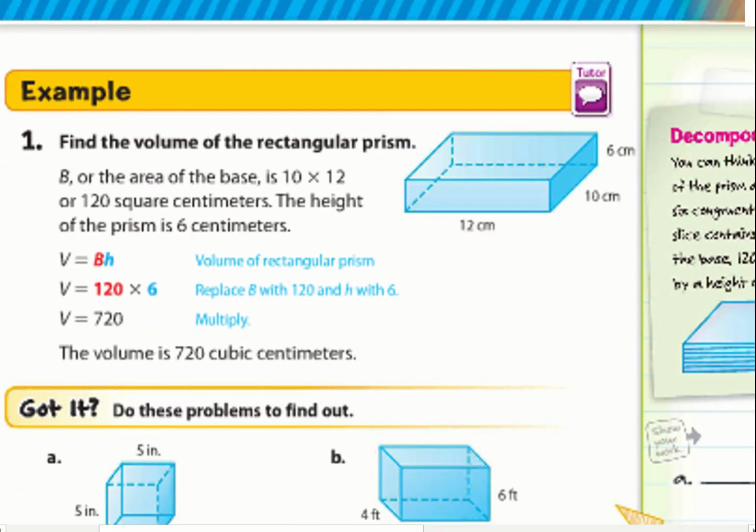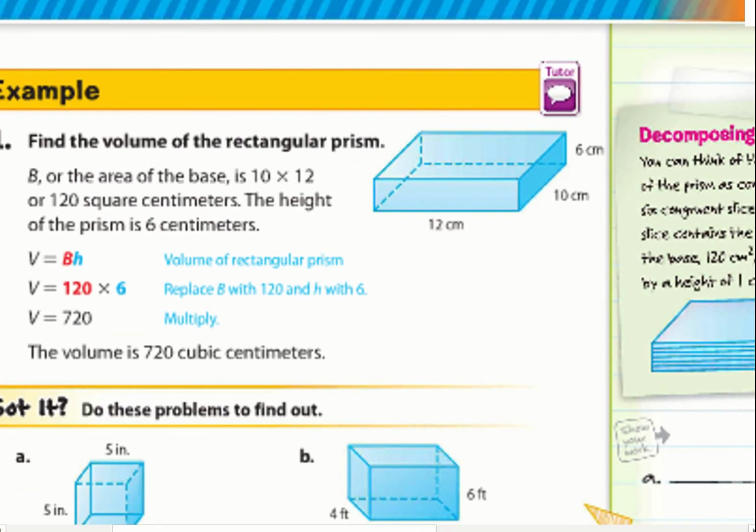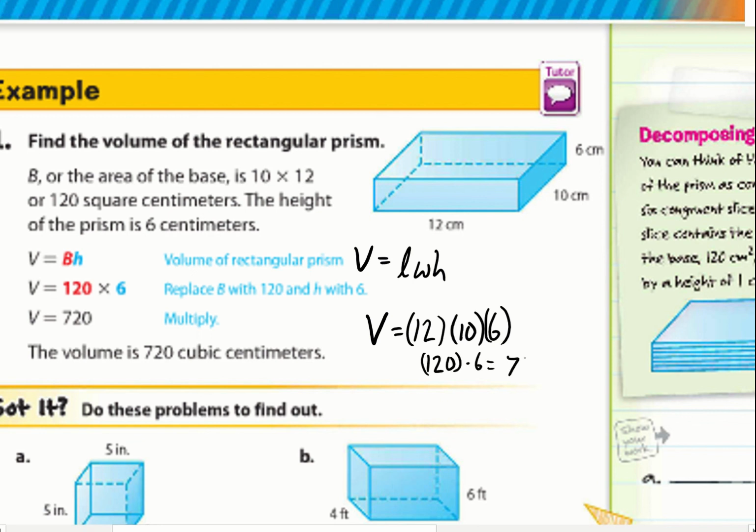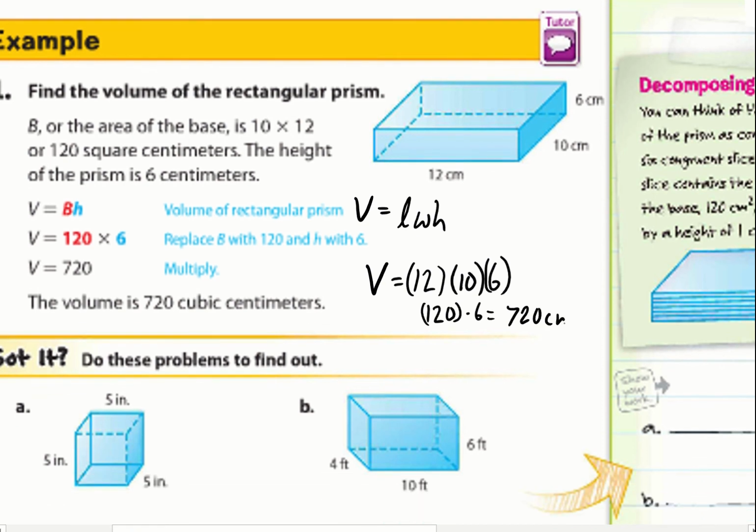So find the volume of the rectangular prism. One way is base times height, or length times width times height, which I'm going to use. The length is 12, the width is 10, and the height is 6. So 12 times 10 is 120, times 6 equals 720 centimeters cubed.